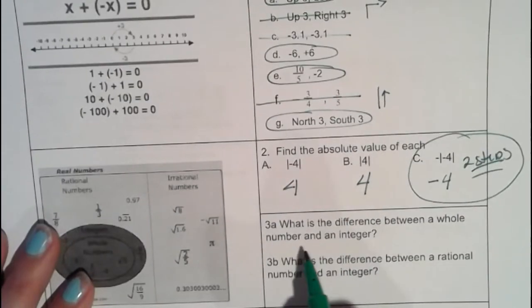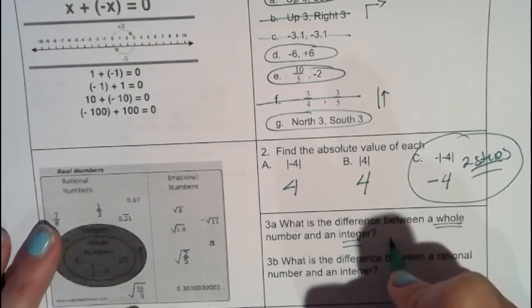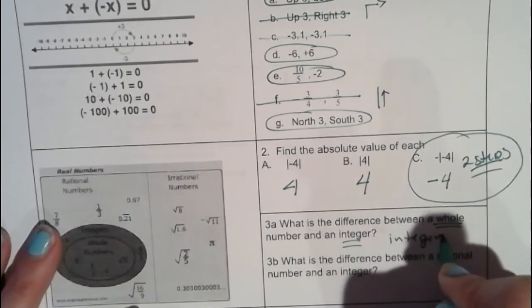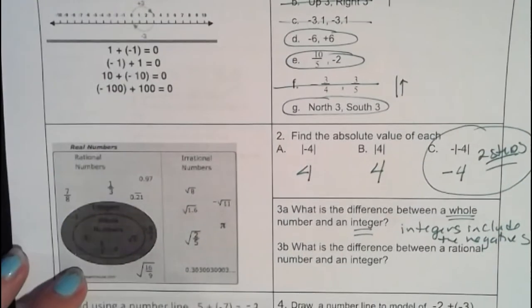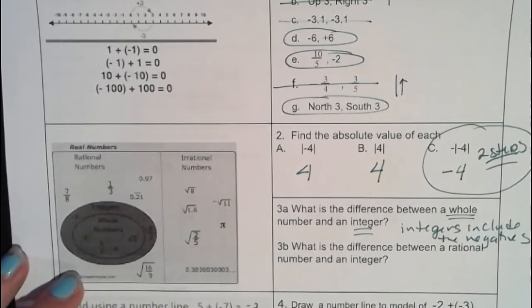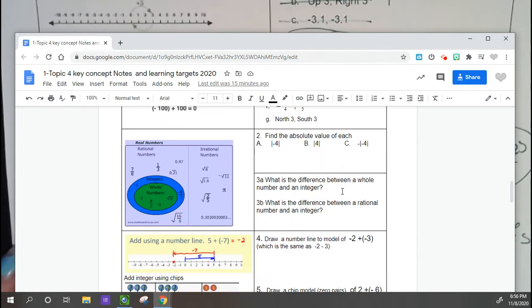What is the difference between a whole number and an integer? Integers include the negatives. The whole numbers don't. This graphic's a little bit bad. Let me see if I can pop this up in color for you. So here it is. Whole numbers are in the smallest group here, and they're all positive, where integers are the positives and the negatives. Okay?